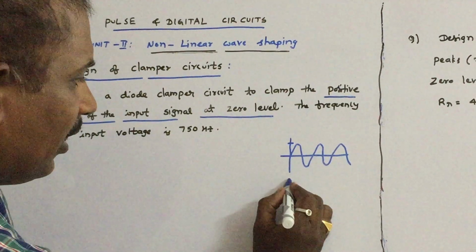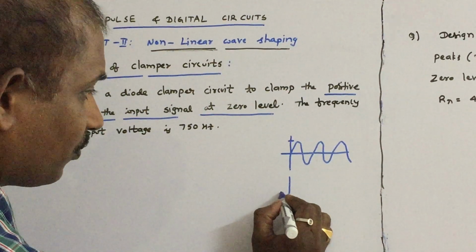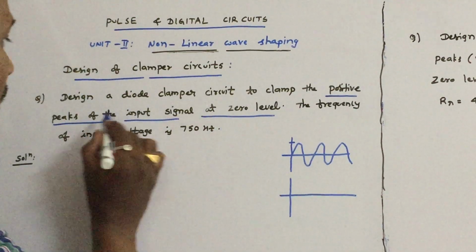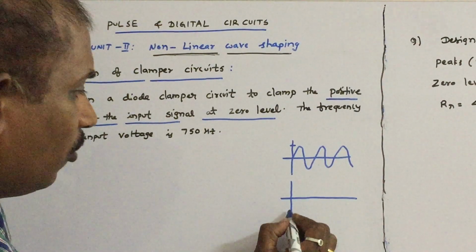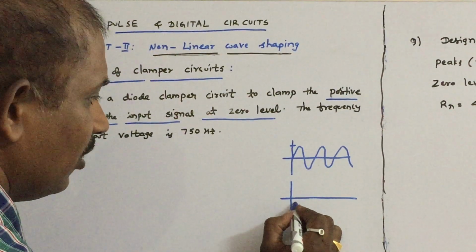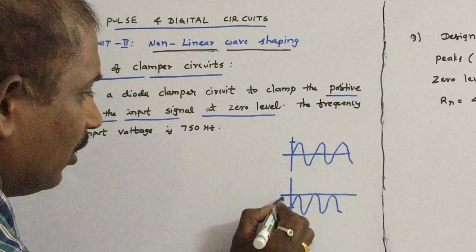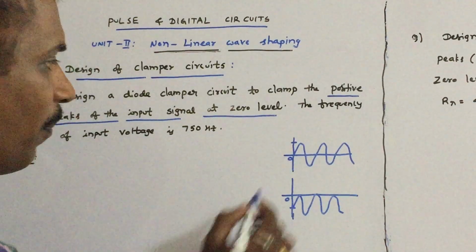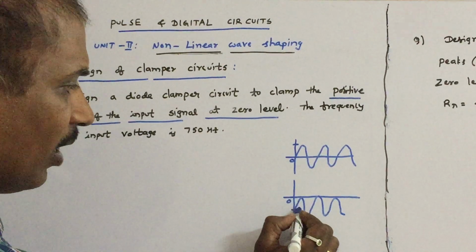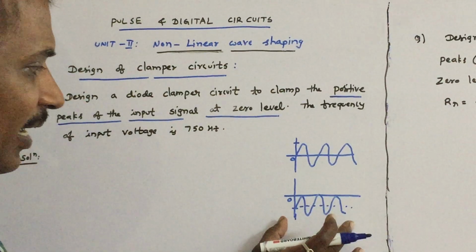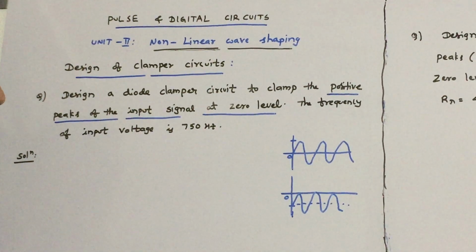This is the positive peak. So that means we have to move the positive peaks to 0 level. So that is given. So we have to clamp the positive peaks to 0 level. So what will this clamper become? This clamper is a negative clamper. So that is what you have to understand.